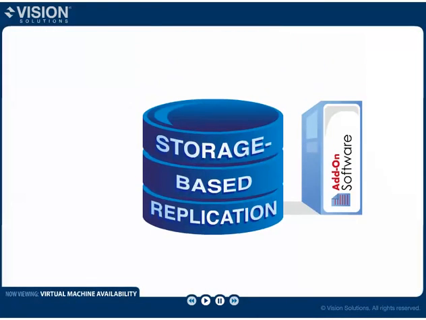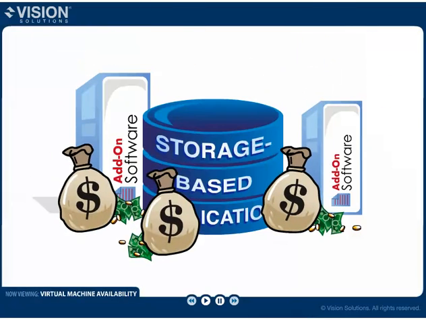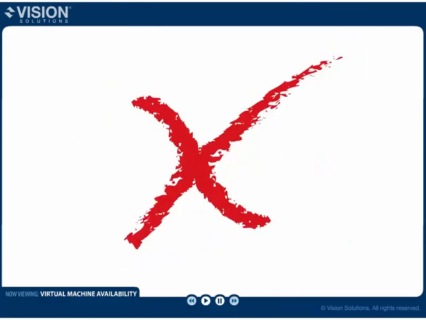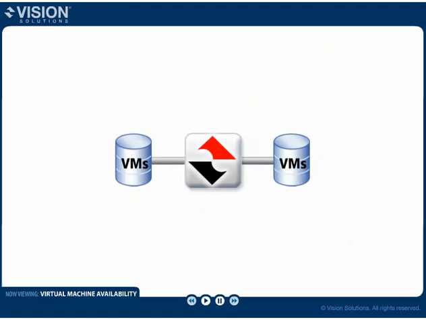Protecting workloads virtualized on Microsoft Hyper-V or VMware vSphere does not require investments in expensive storage-based replication and add-on software to ensure the availability of virtual machines. Double-Take Availability continuously replicates entire virtual machines from one virtualization host to another in real time.